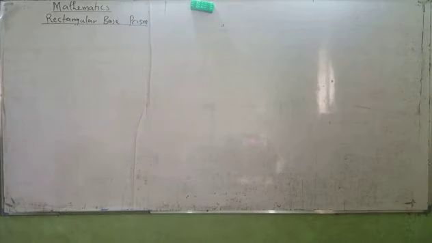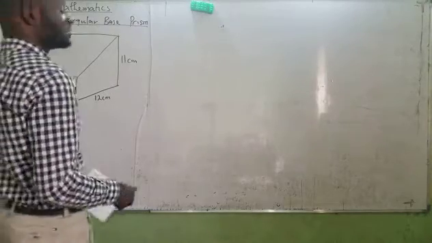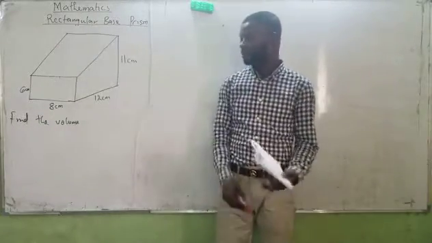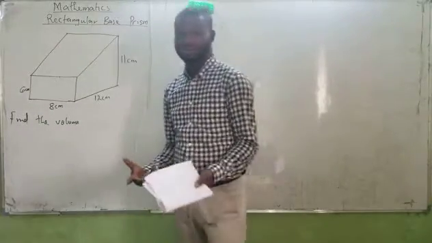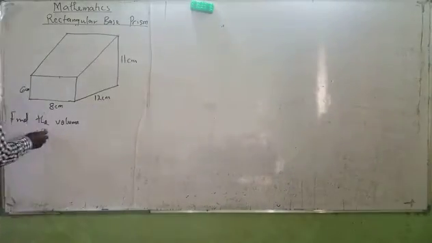Now, look at this particular area. Look at this question. It's a very common part, especially in WAEC theory, and you are asked to find the volume of this shape. It's very simple. Look at this solution.